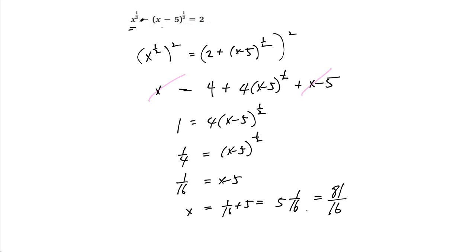So if you plug it in, if you take the square root of 81 over 16, you get 9 over 4. And then you get 1 over 16, square root, 9 over 4 minus 1 over 4. That's 8 over 4. It is indeed equal to 2. So that is a solution.